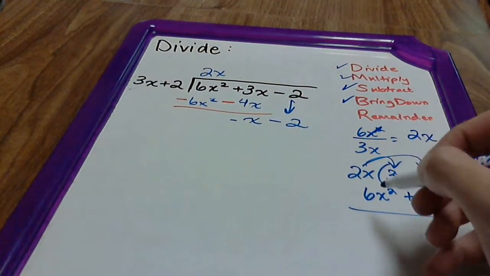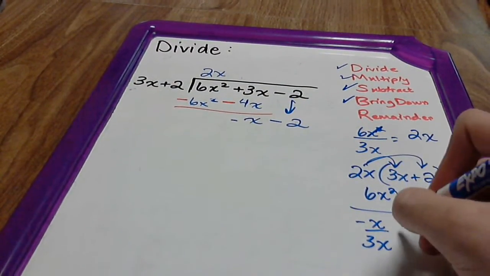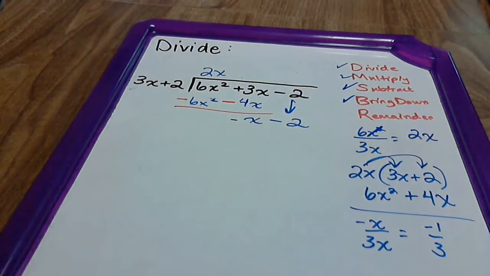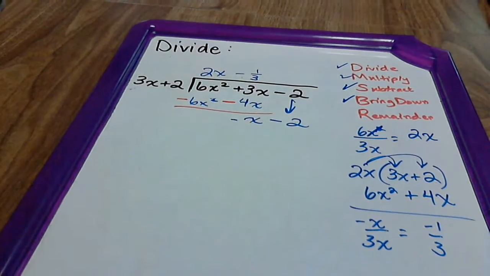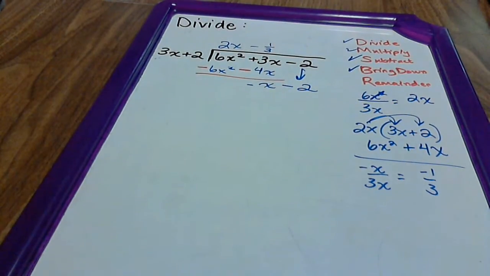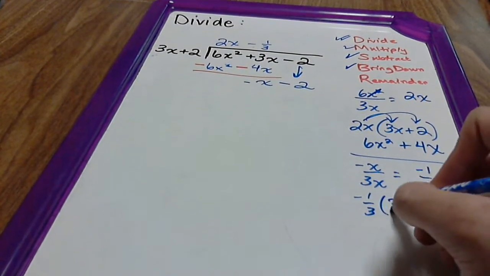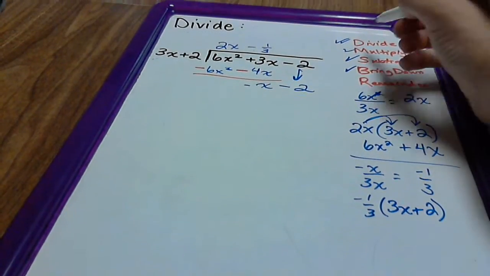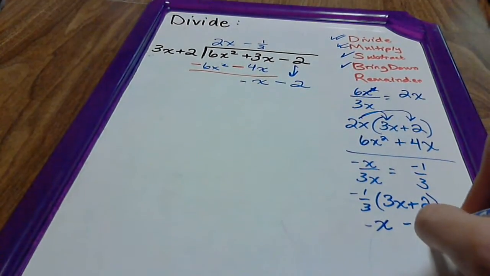Now let's go back to the divide step. And this time we're going to take negative x divided by 3x. And that gives us negative 1/3. Every once in a while, a fraction will pop up. It happens. It's life. So that's the divide step again. Now we're going to multiply again. Negative 1/3 times 3x plus 2. So that's the multiply step. So that gives us negative x minus 2/3.